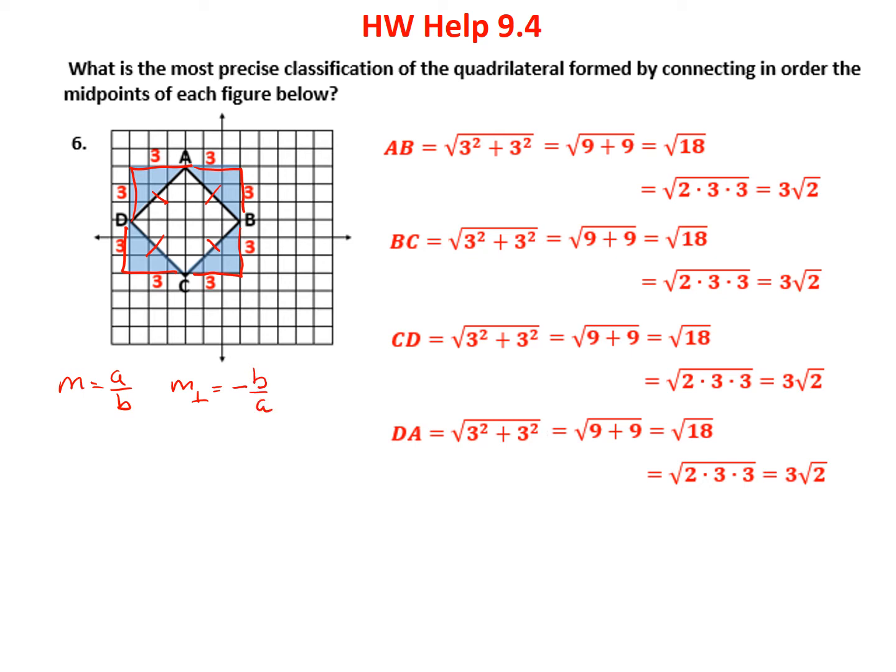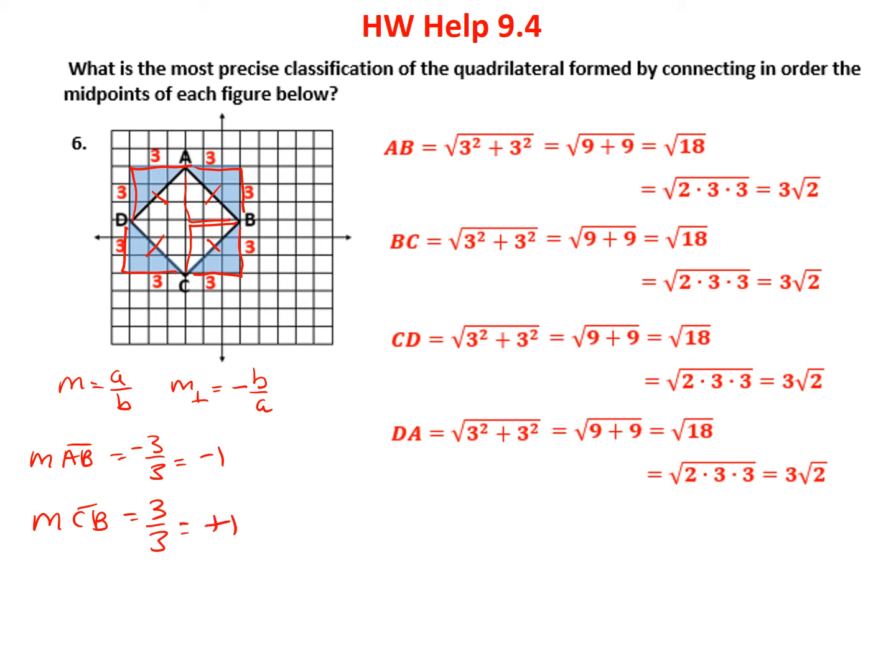So in this case, the slope of AB, you'll notice here, from A to B, it drops down 3 and over 3, so it's negative 3 over 3, which is negative 1. Now the slope of CB, the one next to it, from here to here, it goes up 3 and over 3, so it's simply 3 over 3, which is positive 1.